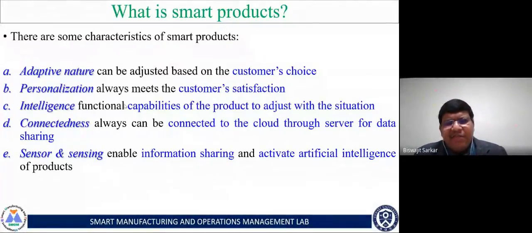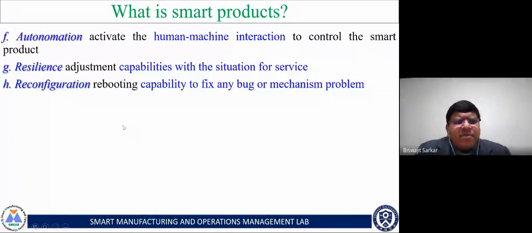Next matter is the sensor or sensing level. That is the information sharing using AI. This is a little bit new concept regarding artificial intelligence. Everywhere we are trying to relocate or locate through the AI technique. This is not applicable for all products we have right now, but many smart products are covering with these AI techniques.